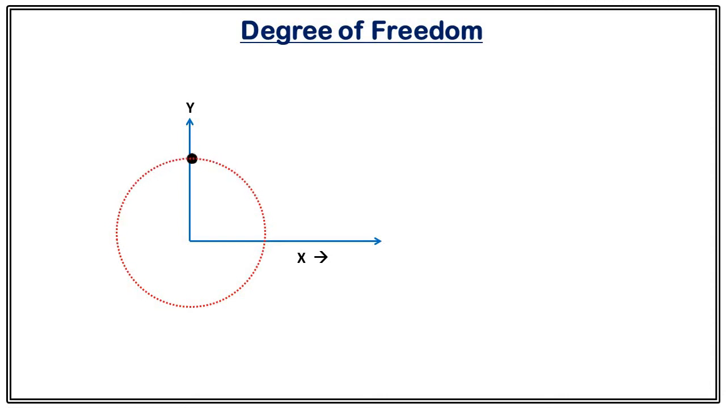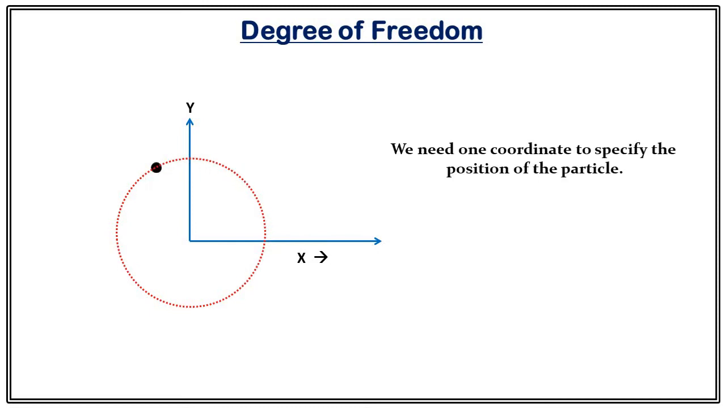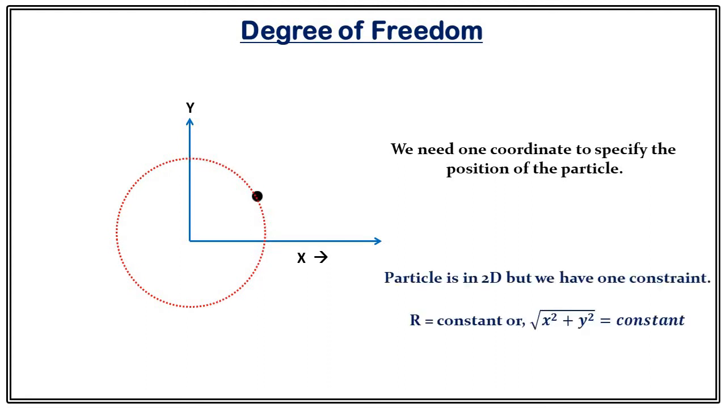And now the question is, how many coordinates do we need to specify the position? If your answer is 2, then you are wrong. The answer will be 1. Why? Even though the particle is roaming in 2D, we have one constraint. And this constraint reduces the number of coordinates. How? Just simply think in terms of polar coordinates. The two coordinates in 2D are r and theta. But r is fixed because this particle is moving in a circular path. So as r is fixed, we just need one coordinate, theta, to specify its position.